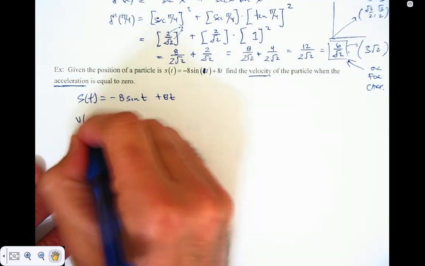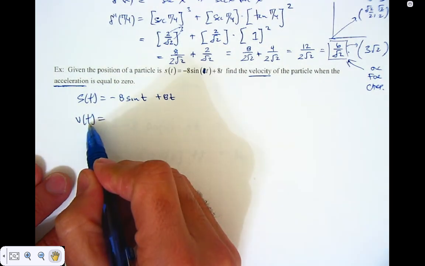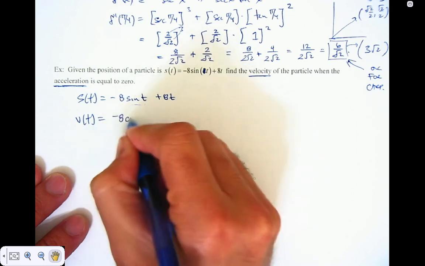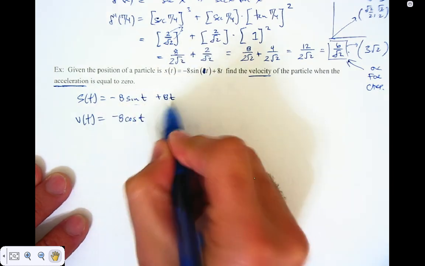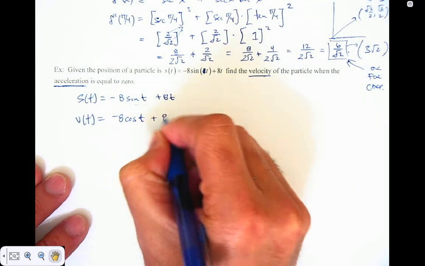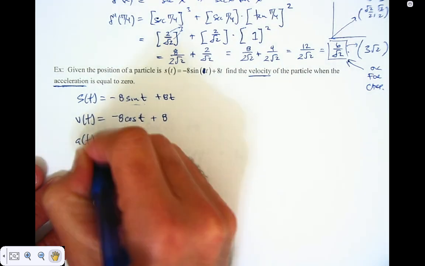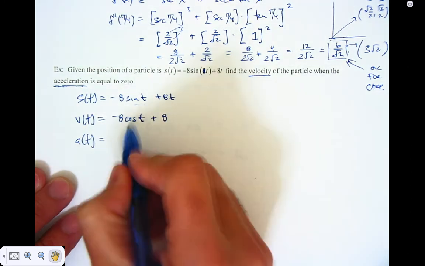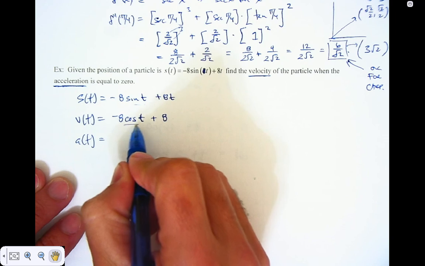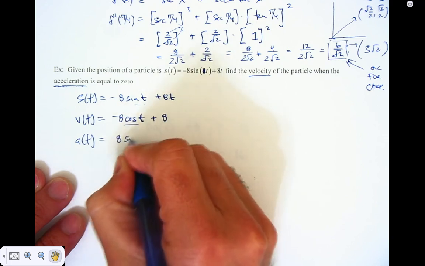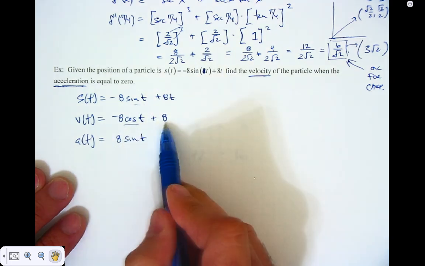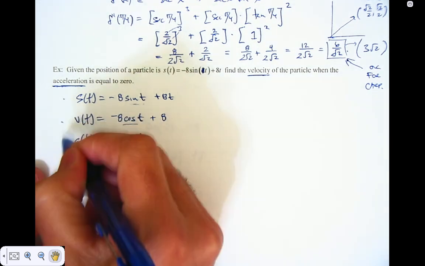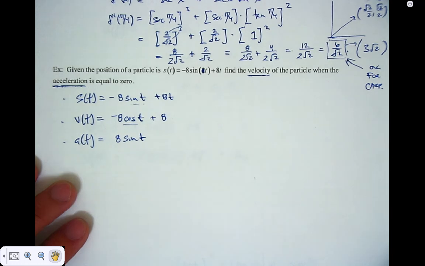We would say that the velocity is simply the derivative of the position. The derivative of sine is cosine, so this becomes negative 8 cosine of t. And the derivative of 8t is simply 8. Acceleration is the next derivative down, so we take the derivative of the velocity to get the acceleration. The derivative of cosine of t is negative sine t, so that becomes positive 8 sine of t. And the derivative of 8 is 0, so that goes away. So at least now I have my 3 functions: my position, my velocity, my acceleration.